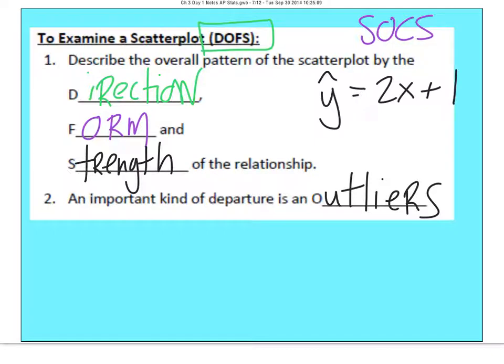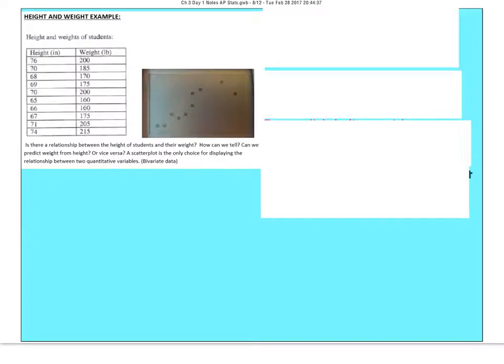Now, similar to Chapter 1, when they said describe the SOCS of the univariate data, they're not going to tell you these key components. In bivariate data or scatter plots, they're just going to say describe the pattern, and again, it means you must talk about DOFS. Looking at this first example of height and weight of students, here are various ordered pairs of the heights in inches and the weight in pounds of students. The question is, is there a relationship between the height of students and their weight?